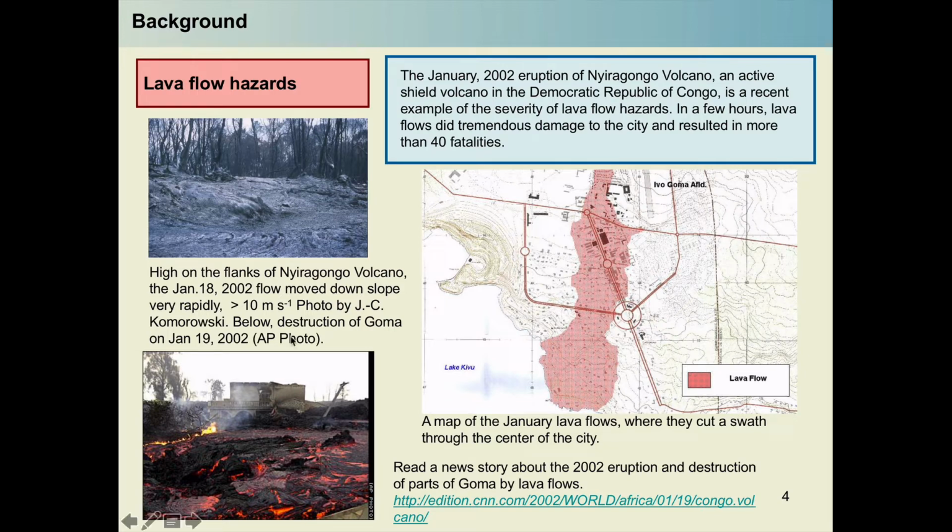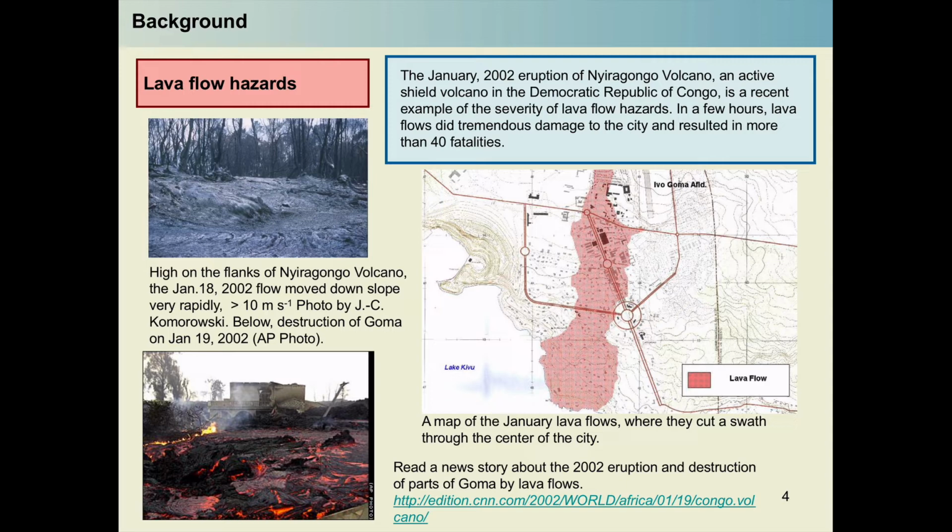And here's a photo on the lower left showing that lava flow flowing through the city. You can see a building in the background. So this lava flow moved very rapidly, greater than 10 meters per second, which is fast for a basaltic lava. And the reason is because it's an alkalic basalt. It's a very low viscosity form of basalt.